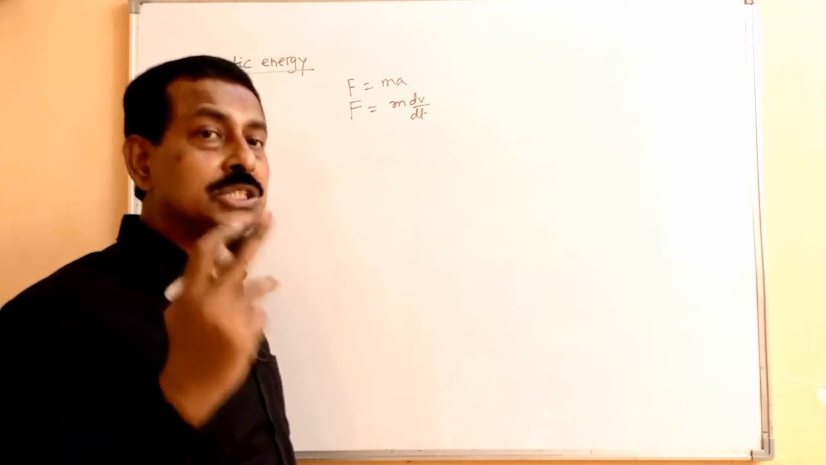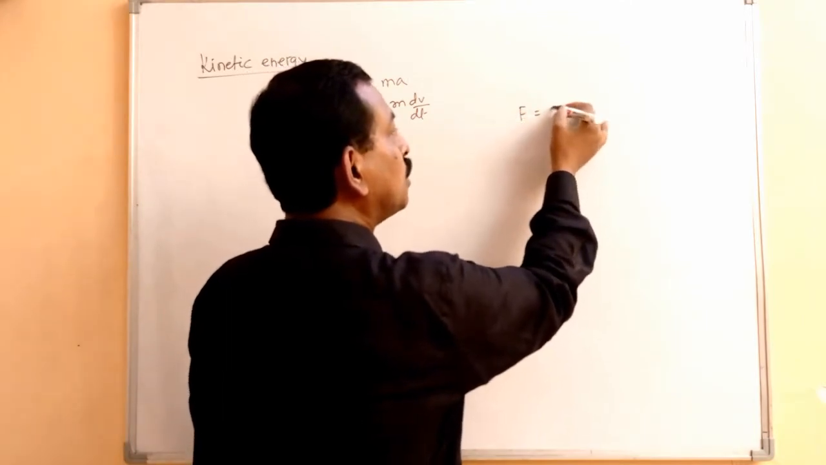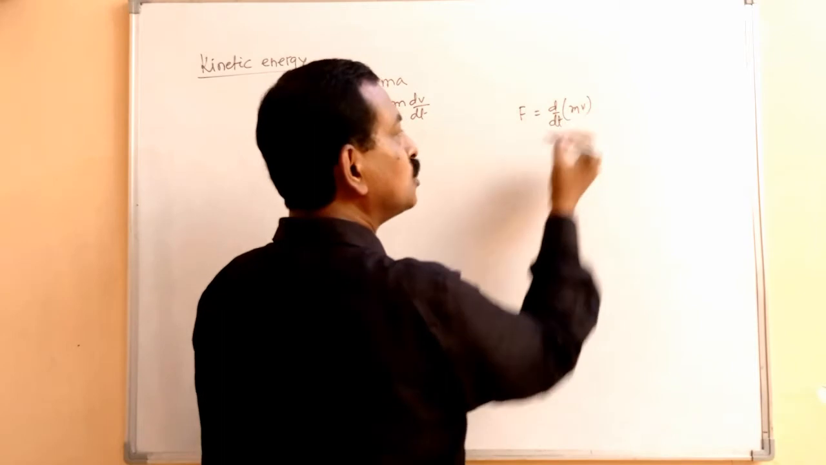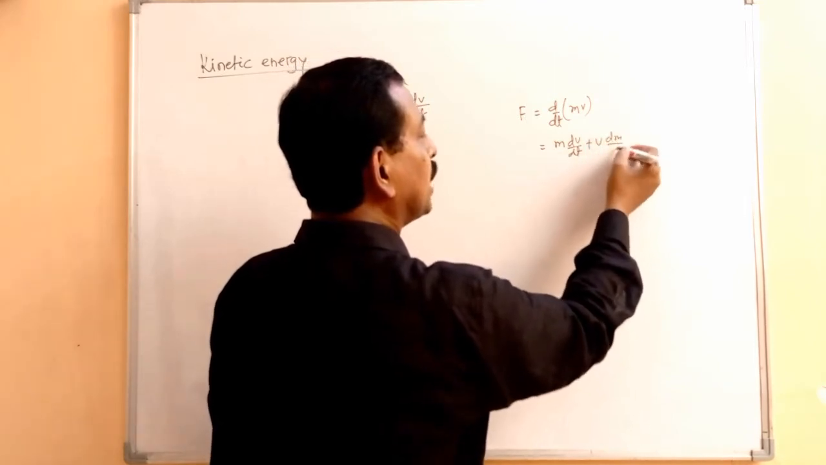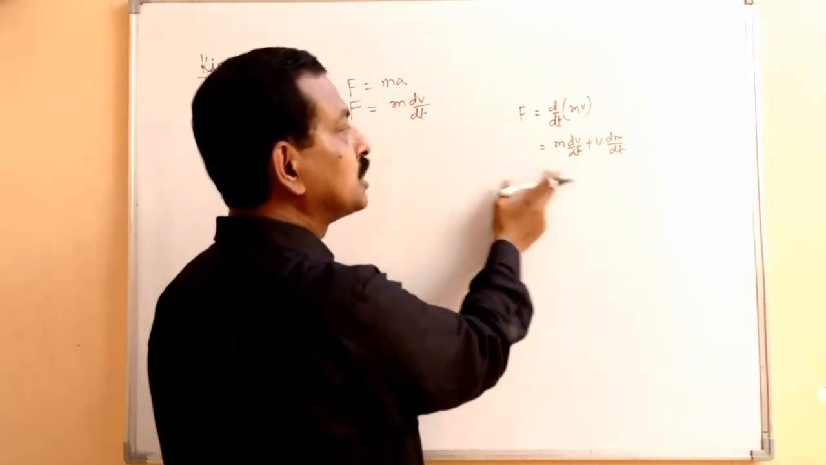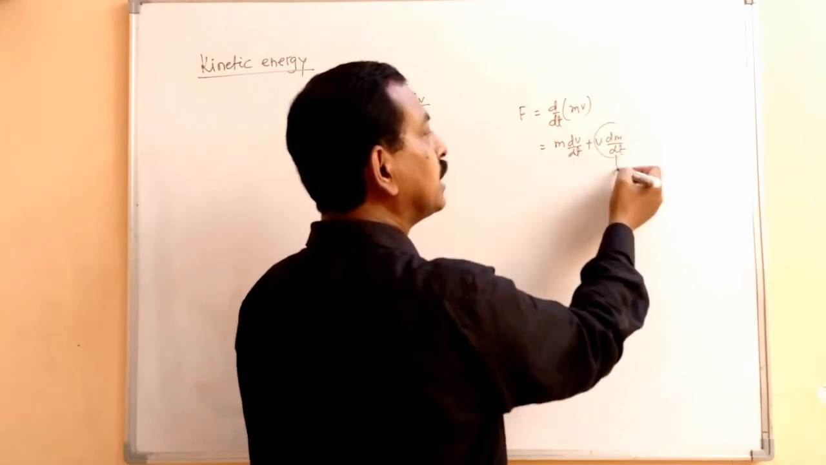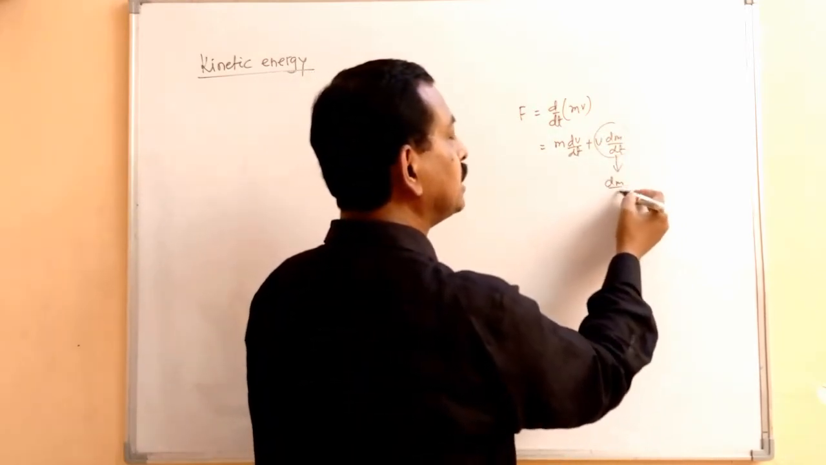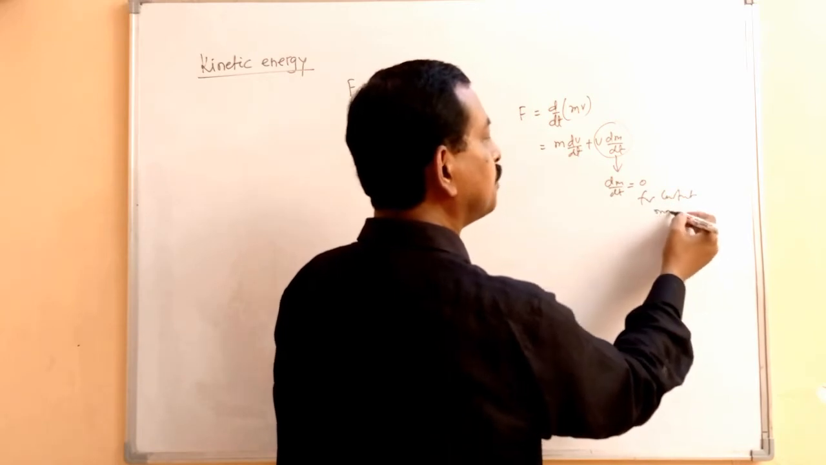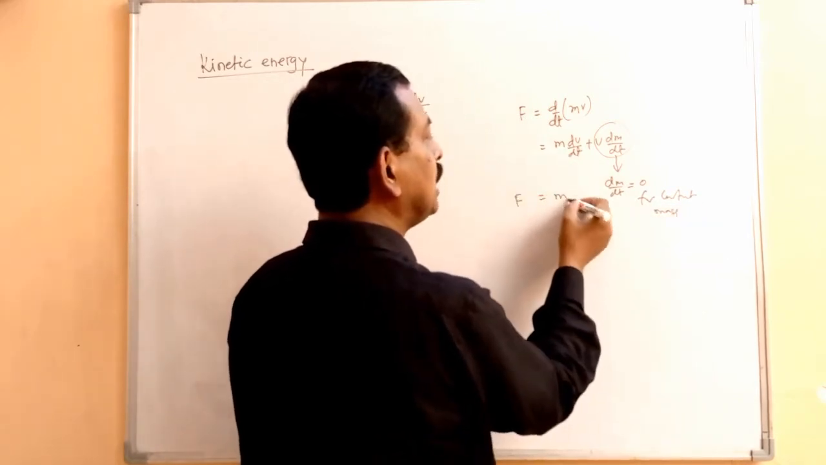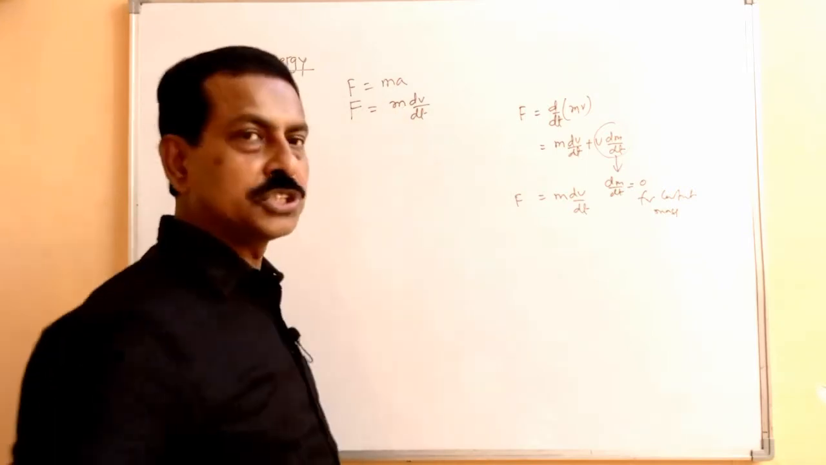Otherwise, if mass is changing, then the expression will be different, because the force is basically the rate of change of momentum. So it is d(mv) by dt, which we write as m dv by dt plus v dm by dt. So this is basically the expression for force on the body. But if you consider the mass constant, the term dm by dt will be 0. In that case, this F will be simply m dv by dt. So that is the expression that we have used here.